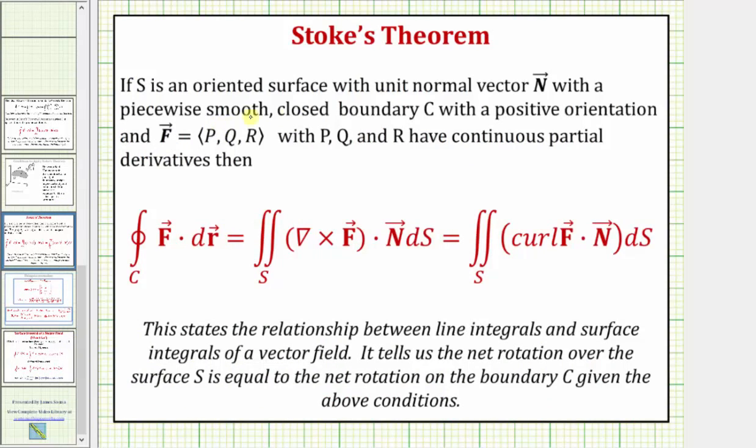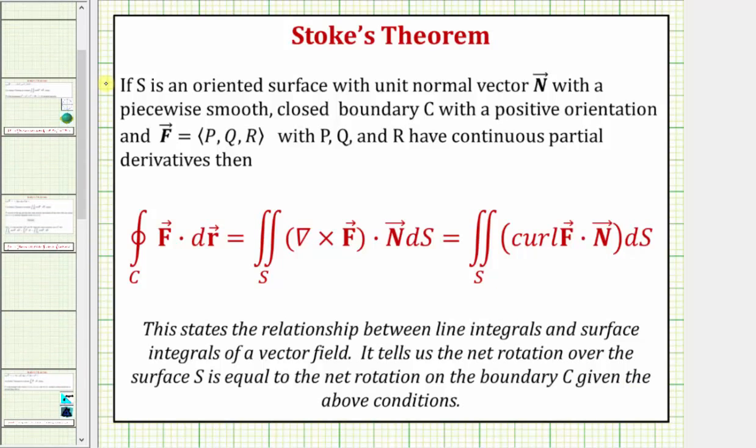Stoke's theorem states that if S is an oriented surface with unit normal vector n with a piecewise smooth closed boundary C with a positive or counterclockwise orientation, and the vector field f has components p, q, r, which all have continuous partial derivatives, then the line integral along the closed curve C of f dot differential r equals the double integral over the surface S of the curl of f dot n differential S. So Stoke's theorem states a relationship between line integrals and surface integrals of a vector field. It tells us the net rotation over the surface S is equal to the net rotation on the boundary C under the given conditions.